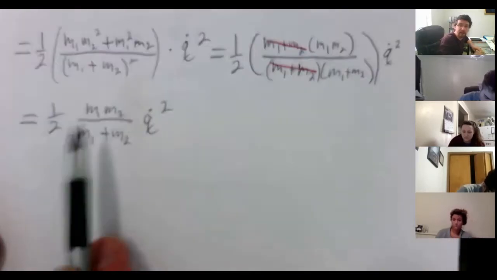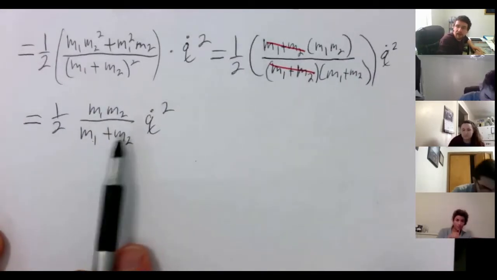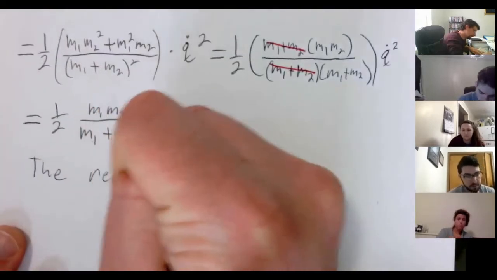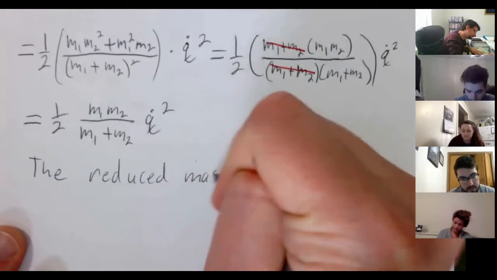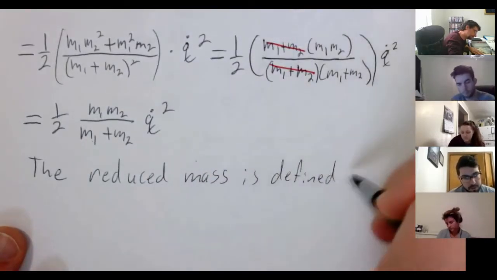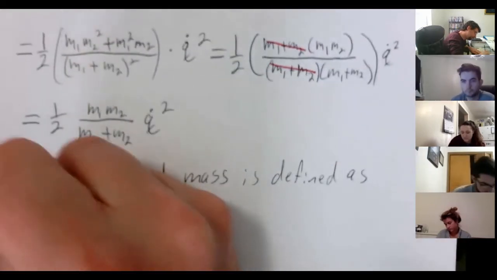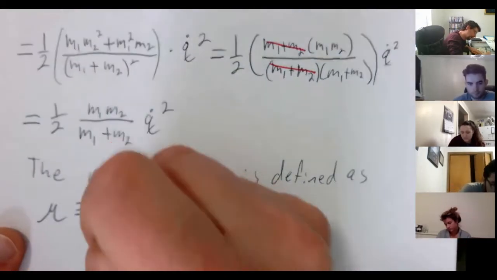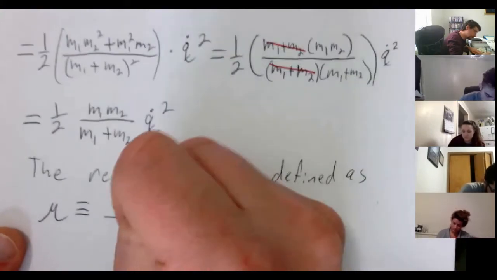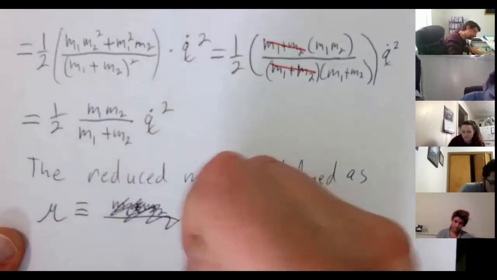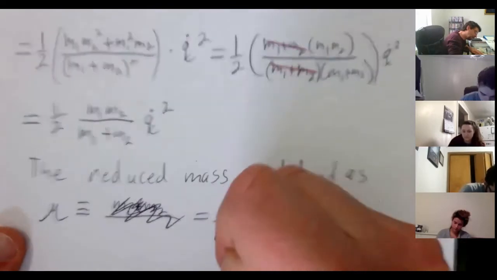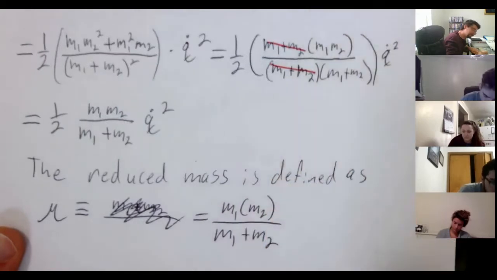And now what this thing is, this is actually the reduced mass. We've given it the symbol mu. The reduced mass is defined as mu equals M1 times M2 all over M1 plus M2.